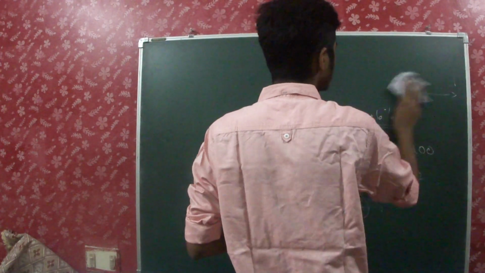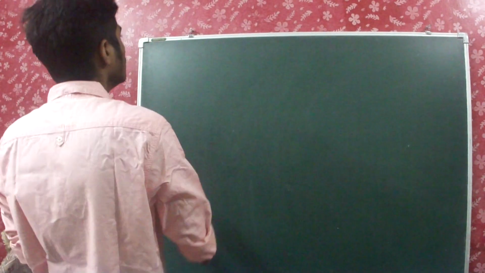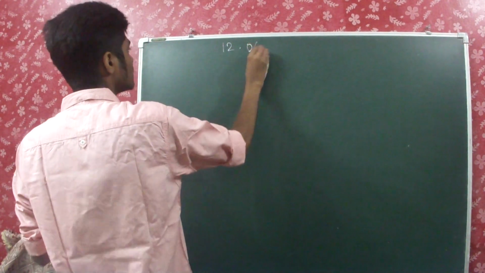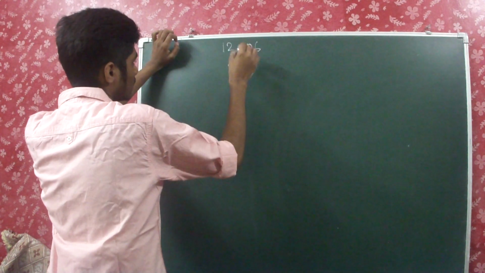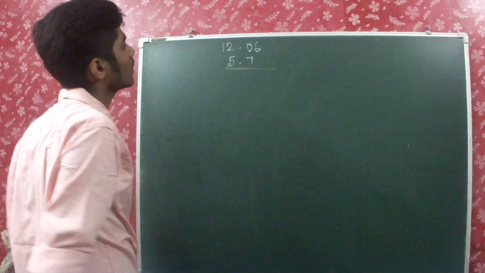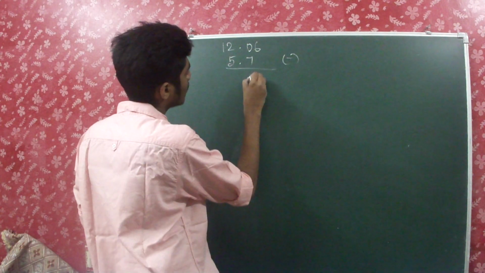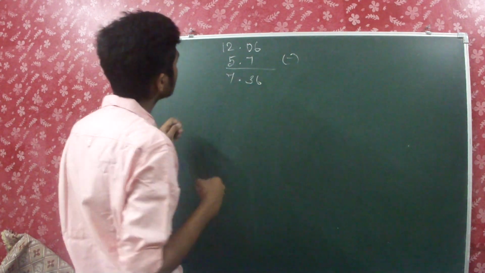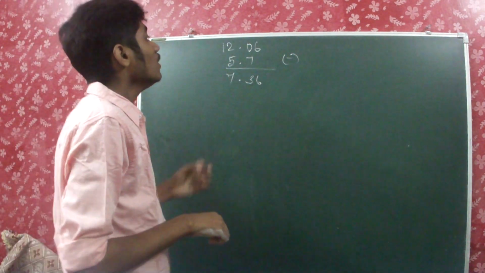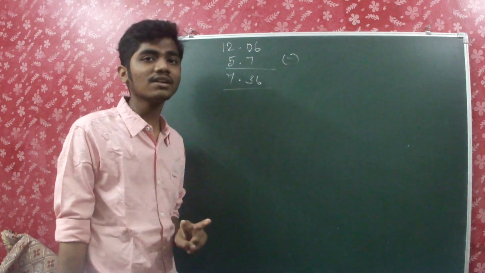Now the next one is what we have already seen, but still we have to go through that. That is 12.06, let me have, and then 5.7. How do I do this? I am going to subtract. So it will be 6, it will be 3, 12, 7, right? Okay, so this is the answer.